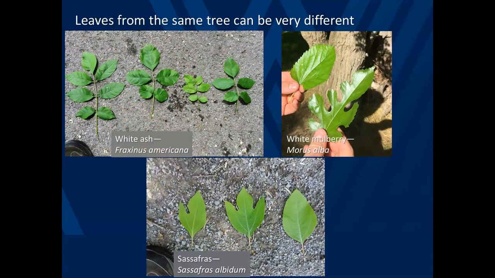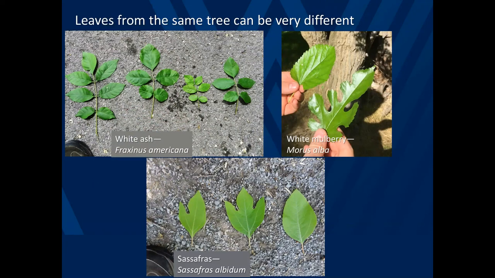Here are a few leaves of the white ash, for example, up in the upper left-hand quarter. All those leaves came from the same branch. The one on the left has 7 leaflets, the one on the right has 5, and there's a tiny little one with 6, second from the right.